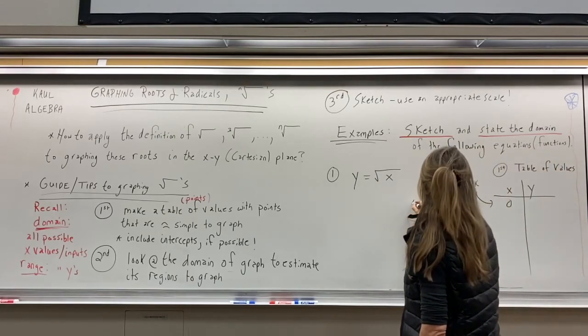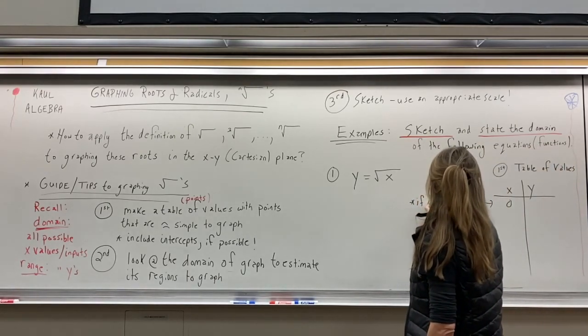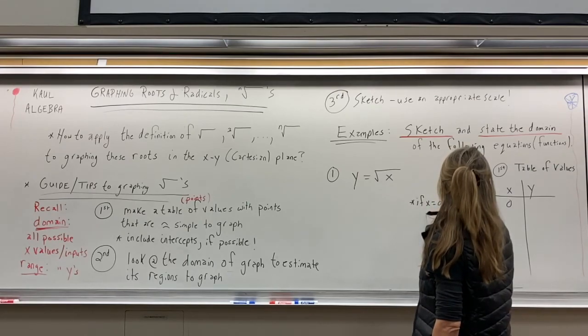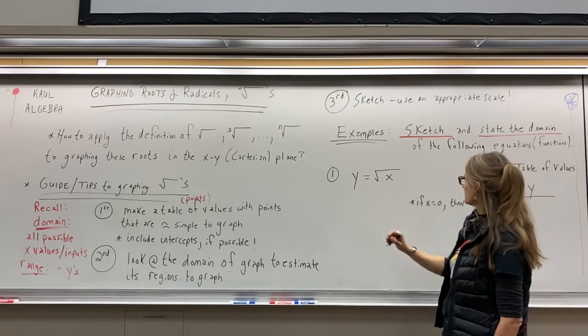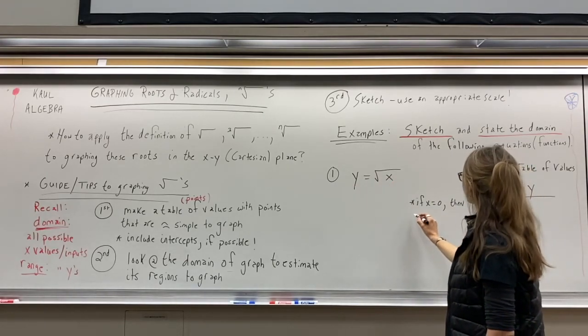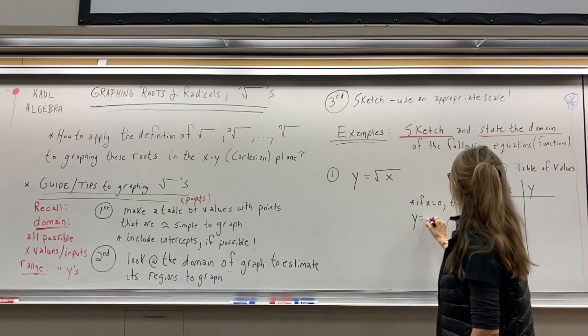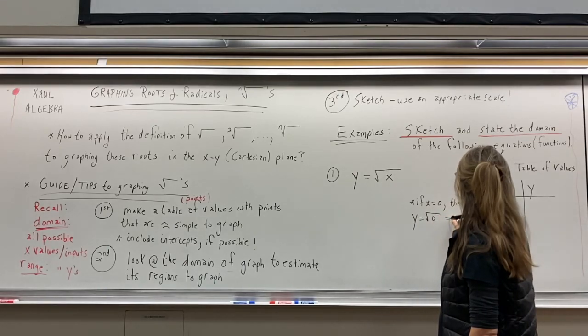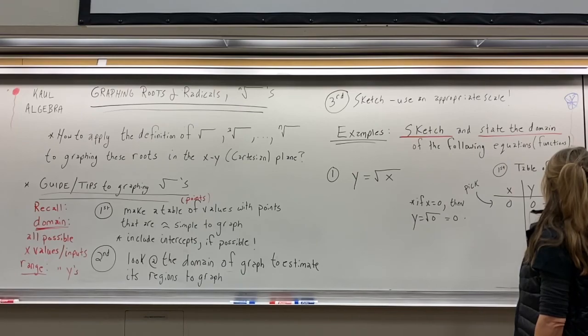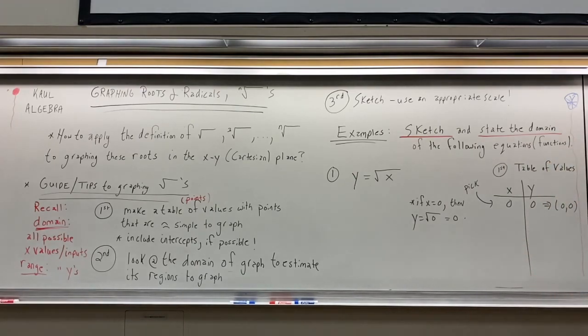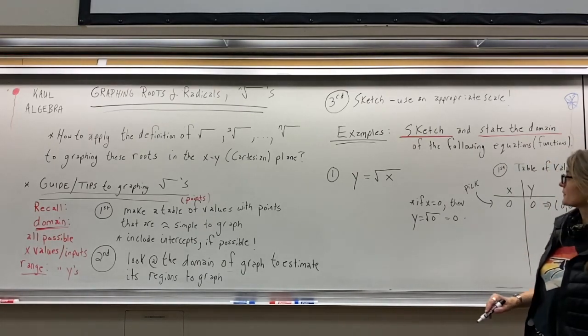And on the side, I'm going to do some side work here. If x equals 0, then according to my equation, my rule here, y will equal the square root of 0, which equals 0. And I get the ordered pair (0, 0). Well, that one's a nice one. So we know the point (0, 0) is on the graph.